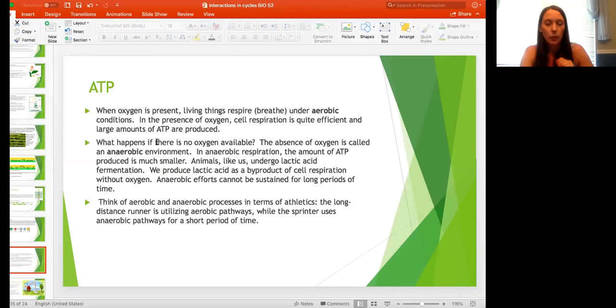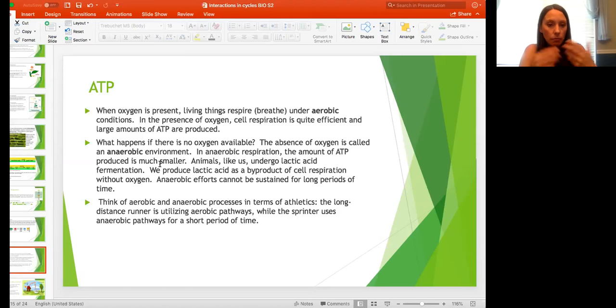Okay, so we talked about oxygen. When oxygen is present, living things respire or breathe under aerobic conditions. It's kind of funny when you think about the word aerobic and then you think about aerobics, we're talking about oxygen. So in the presence of oxygen, cell respiration is quite a bit more efficient and large amounts of ATP, or energy, are produced. With the help of oxygen, it's a more efficient process and more energy is being produced.